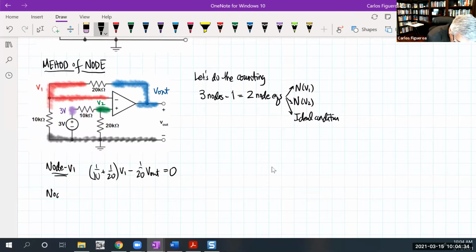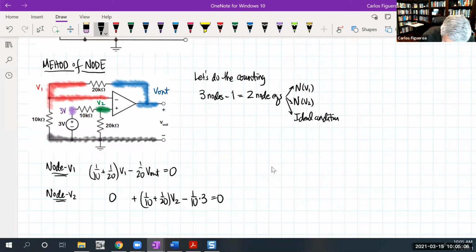And then I have node V2. If I look at V2, you can see that I have 2 resistors in connection, so I'm going to have 10 plus 20 times V2. There's no node 1. Then I have a mutual with the ground, which is 20, and one with the 3 volts, so I get minus 110 times 3, and that's got to be 0. Right away you can see that in theory, if you're going to use node analysis, you have to write down node equations first. And my unknowns are Vout, V1, and V2.